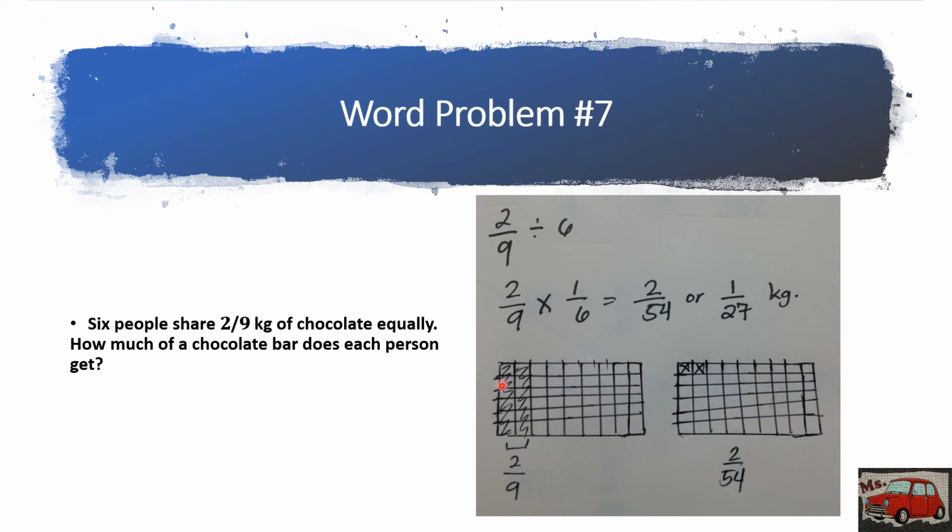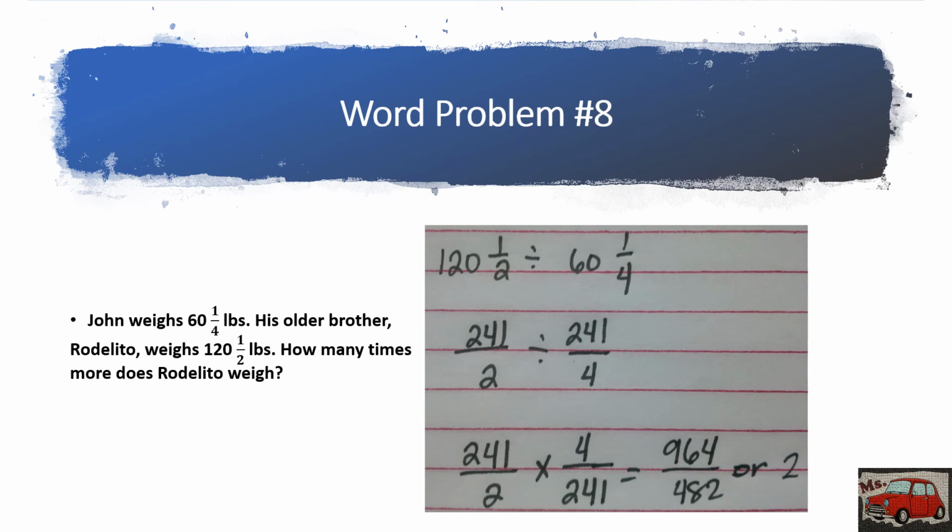Alright? Pero dahil 2/9 lang, 1/6 lang. So, di ba, ito yung 2/9. Hinati ko sa 6. Pero, tig 1 lang yung kailangan ko kasi 1/6. So, eto na siya. So, the whole parts ngayon is 54 and then 2 shaded lang. So, that's why the answer is 2/54 and to simplify that, that is 1/27 kilogram. Okay?